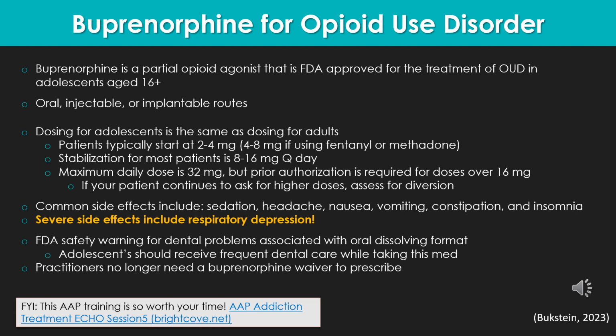Common side effects include sedation, headache, nausea, vomiting, constipation, and insomnia. But if a patient takes a lot, or if they take it with other substances like benzodiazepines and alcohol, it can be fatal due to respiratory depression. An additional thing that's important, for all patients, but especially for kids, the oral dissolving form of buprenorphine can cause some really bad dental problems. So you want to make sure they're receiving dental care and that their dentist knows that they're taking this medication.